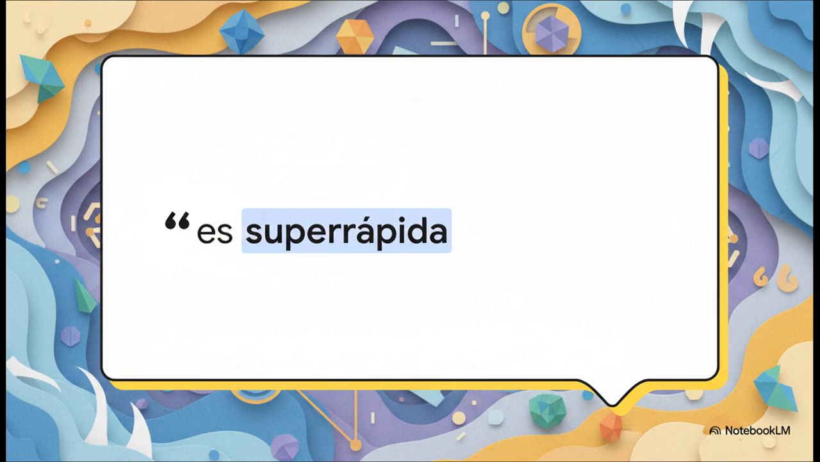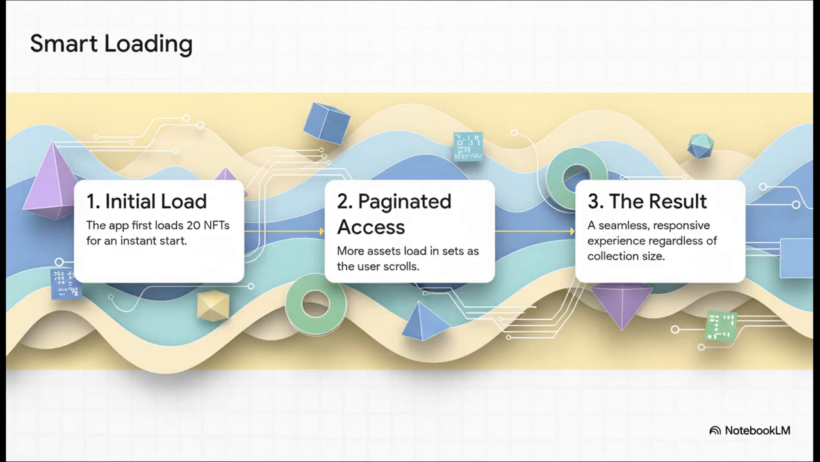Now that's seriously impressive, but how is that even possible? The secret sauce here is a clever loading system called pagination. See, instead of trying to cram all 1,000+ assets onto your screen at once, which would totally bog everything down, the app just loads the first 20. As you scroll, it smoothly loads in the next set, and then the next. The result is this incredibly responsive experience no matter how huge your collection gets.